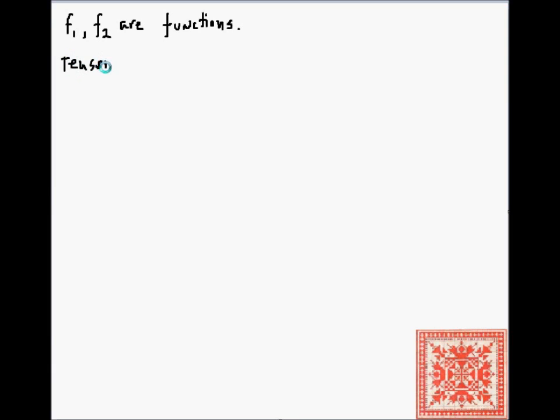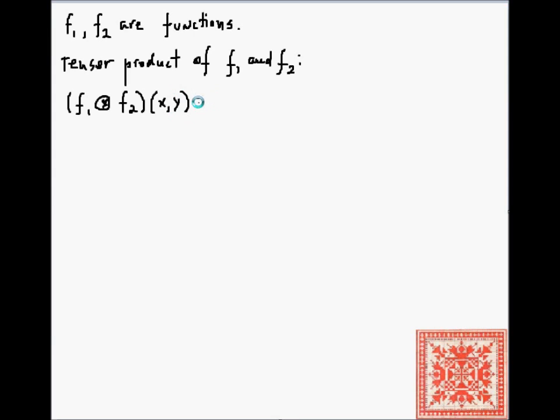So the tensor product of these two functions is formally defined as f1 tensor times f2 of x, y is just going to be a product of f1 of x times f2 of y.